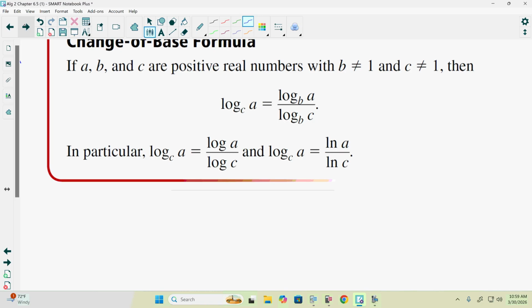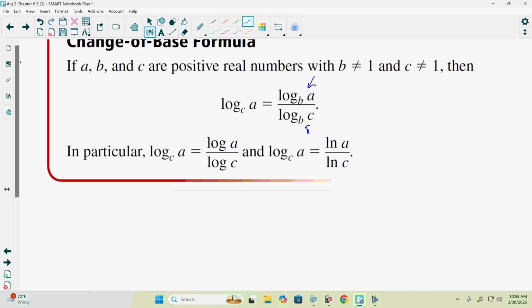So the new logarithm, log base c of a, is equal to log base b of a over log base b of c. Now for the most part, we change that base to 10. That's common logs. The calculator can do common logs. We can just do log of that over log of that. It types it in nicer. And if we wanted to, we could also change that base to e. When the base is e, it's natural logs.